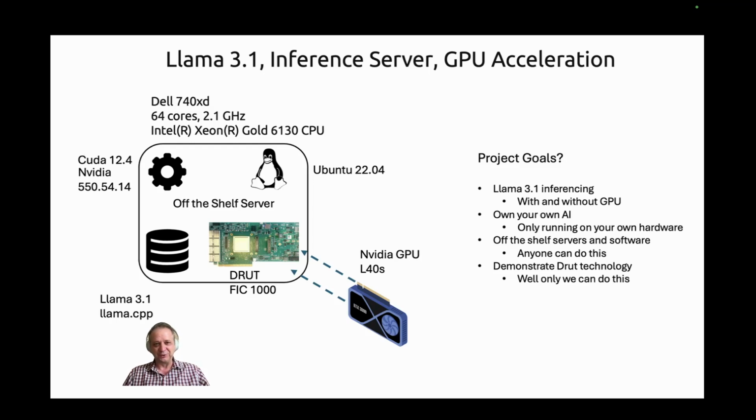So this little box I've drawn here, it's a Dell 740XD 64 core system. And it's using CUDA 12.4, NVIDIA 550 library, Ubuntu 22.04, Llama 3.1, as I said, and I've used the llama.cpp library to be able to actually do it. If there's interest, I can do another session in the future where I actually load all this from scratch, because I've done it a few times. And so you can do this actually on any system with or without a GPU. So you can do this at home, which is fun.